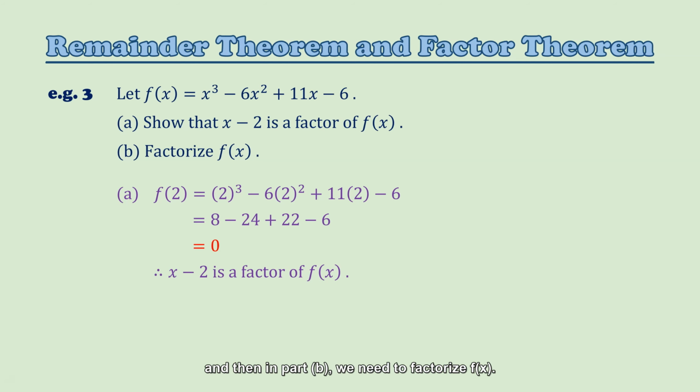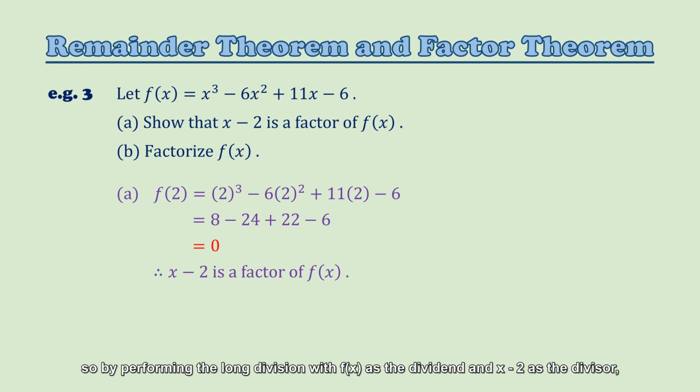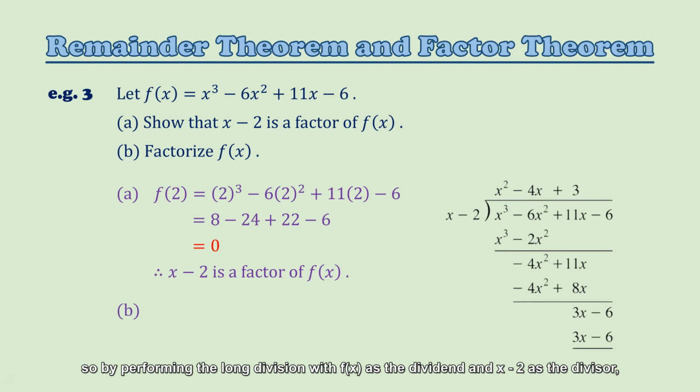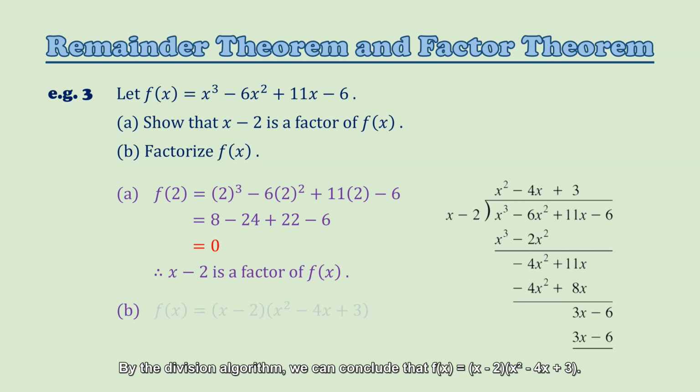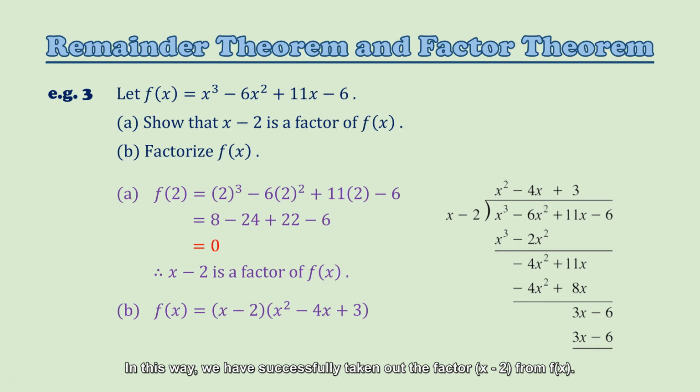And then in part B, we need to factorize f(x). By A, we already know that x minus 2 is a factor of f(x). So by performing the long division with f(x) as the dividend and x minus 2 as the divisor, the quotient obtained here is another factor of this polynomial f(x). By the division algorithm, we can conclude that f(x) is equal to x minus 2 times x squared minus 4x plus 3. In this way, we have successfully taken out the factor x minus 2 from f(x).